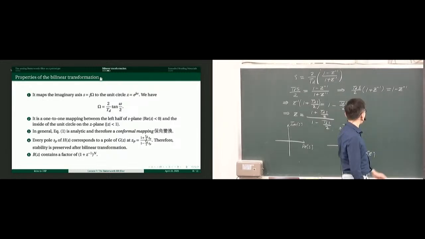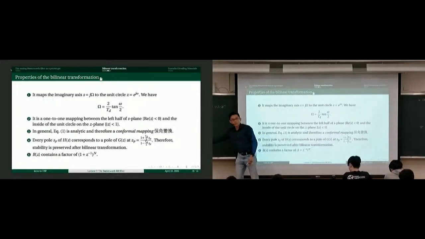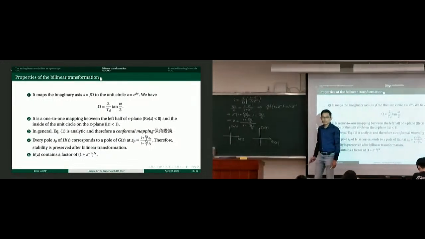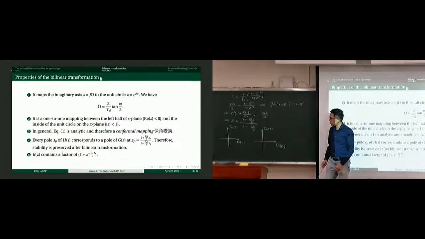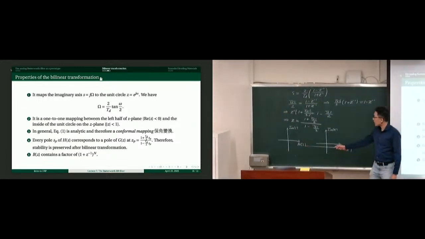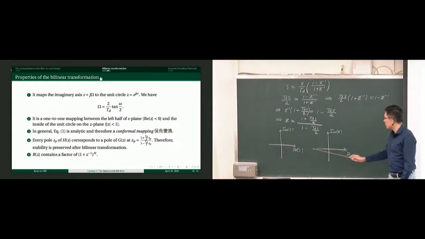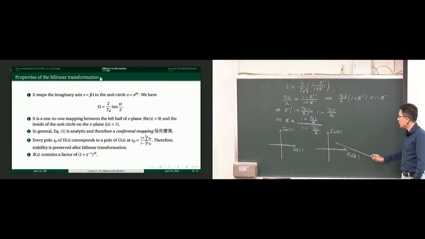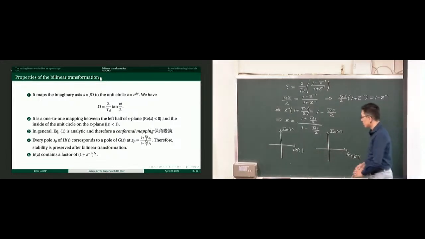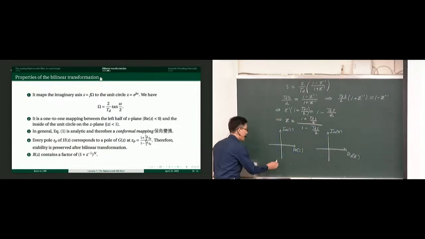The first property is that since bilinear transformation is a mapping between S and Z, the first most important property to know is that the imaginary axis in the S-plane will be mapped to the unit circle of the Z-plane. Let me just draw it. Imagine that you are going from bottom to top along the imaginary axis in the S domain, walking along like that.